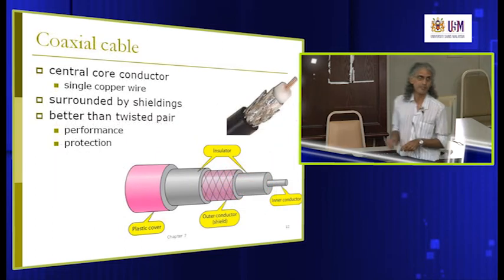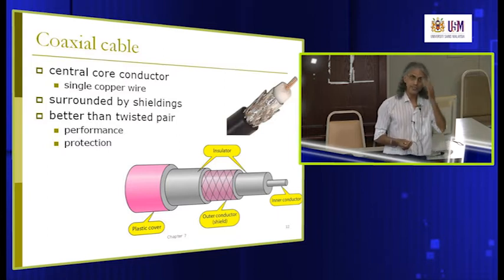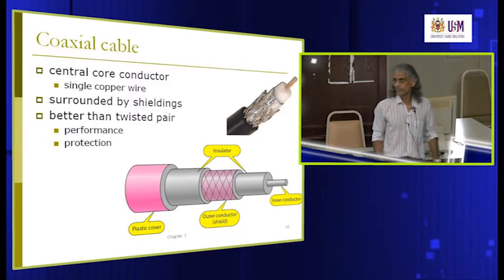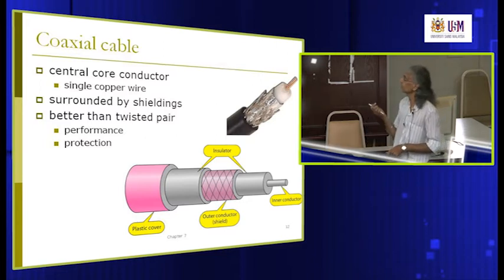All right, the second one. Twisted pair cables are basically a pair of cables which must be twisted around. Coaxial cable is different. In coaxial cable, there's only one cable. There's nobody to twist with, and you cannot twist with yourself. So it's only one cable, single core, like this.